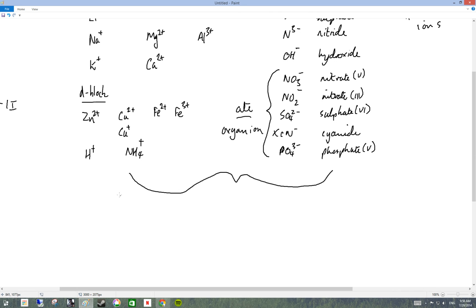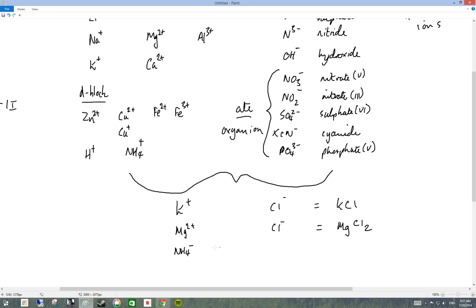So if we had K+ and Cl-, that is KCl, potassium chloride, because we've got 1 plus and 1 minus. On the other hand, if we had Mg2+ and Cl-, we would need to have 2 chloride ions, because each chloride ion has only got 1 minus, so we need 2 of them to counter the 2 positive of the magnesium. Works the other way.